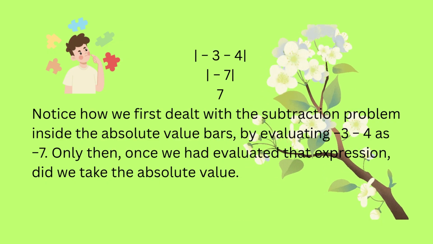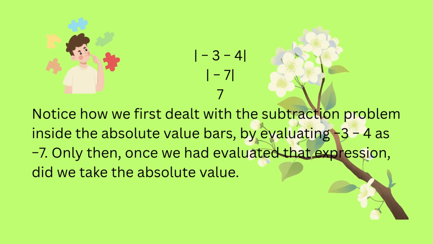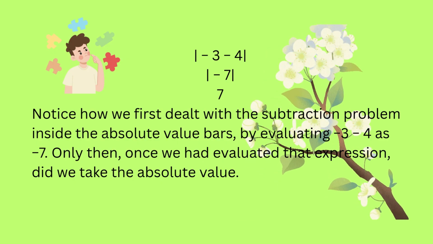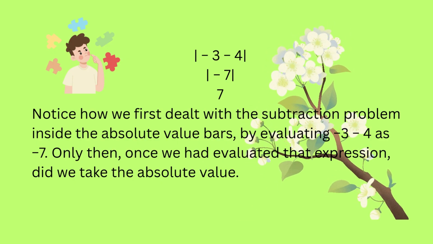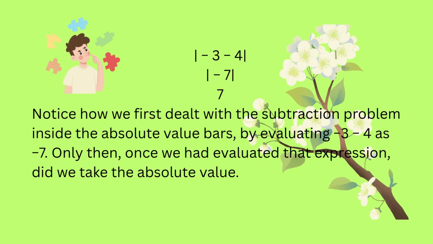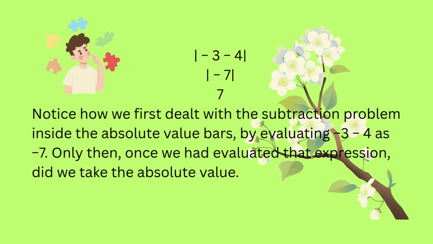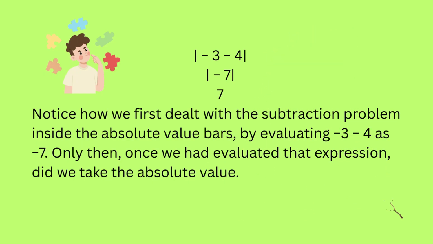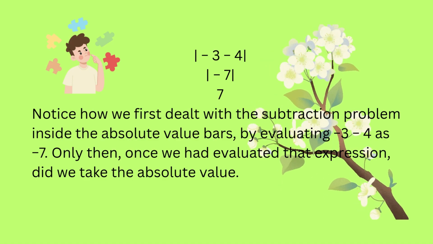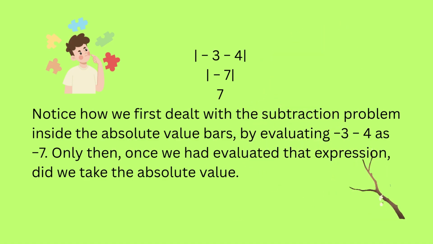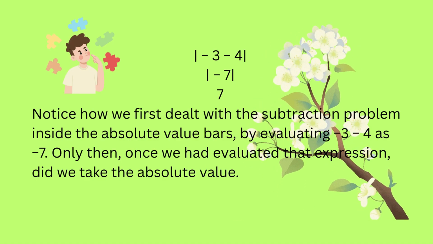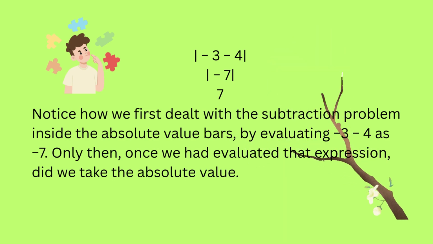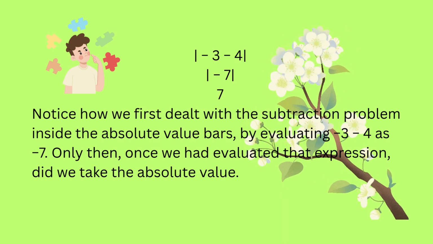Here we have an example: absolute value of minus 3 minus 4. Minus 3 and minus 4 become minus 7, and then we have the absolute value of minus 7, which is 7. Notice how we first deal with the subtraction problem inside the absolute value bars by evaluating minus 3 minus 4 as minus 7. Only then, once we had evaluated that expression, did we take the absolute value.